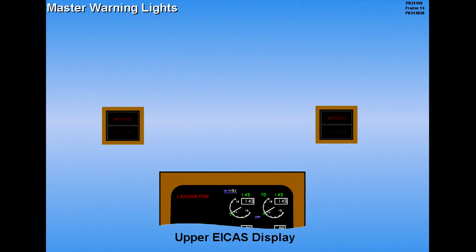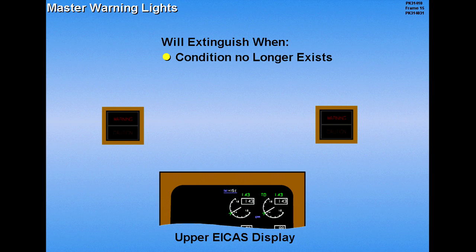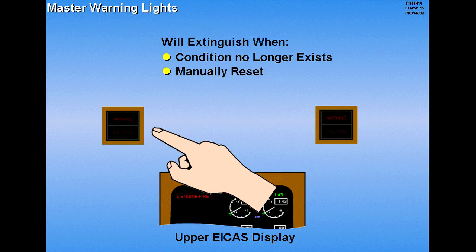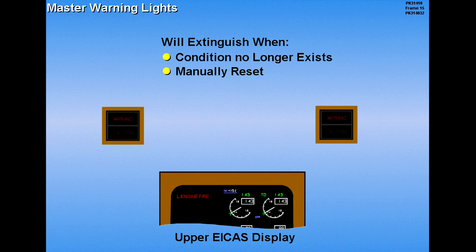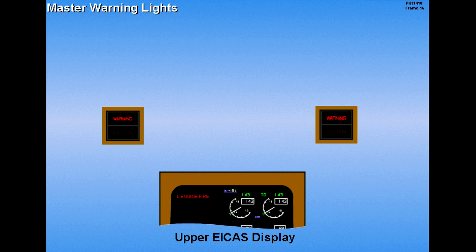The master warning lights illuminate each time a new warning message appears on the EICAS display. The warning lights will extinguish when the condition no longer exists, or until manually reset by pressing either of the master warning caution reset switches. Now click on either master warning caution switch to simulate resetting the master warning lights.